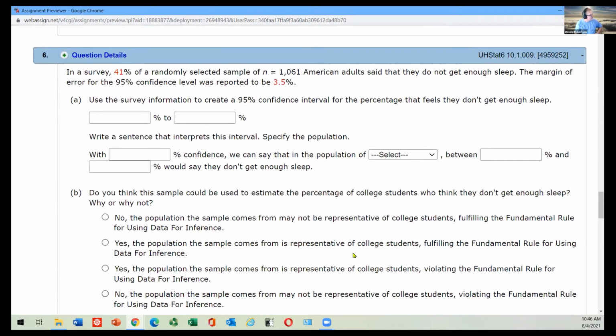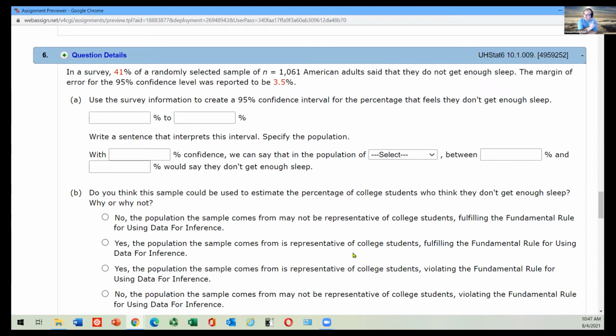Here is our creation, partly anyway, of a confidence interval. Now this one's not quite as hard as one I did. Pretty much what you need to know is in front of you, so we just have to find it. In a survey, 41% of a randomly selected sample of adult Americans said they did not get enough sleep. The margin of error for a 95% confidence interval was reported to be 3.5%.